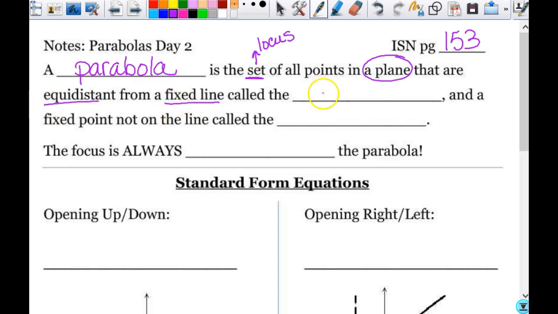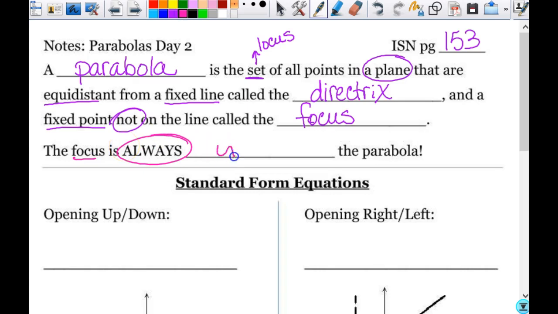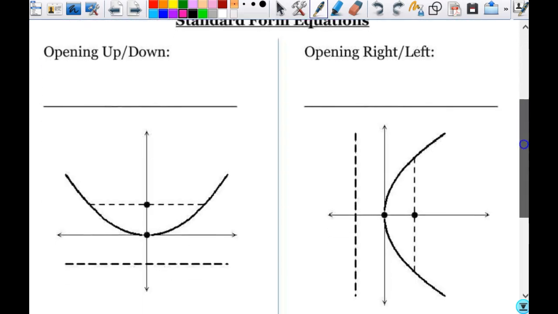What's the line called? Directrix. Okay. Which, by the way, spell check doesn't think is a real word. And a fixed point not on the line called the what? Focus. Okay. So, and then the focus is always inside the parabola. Always inside.